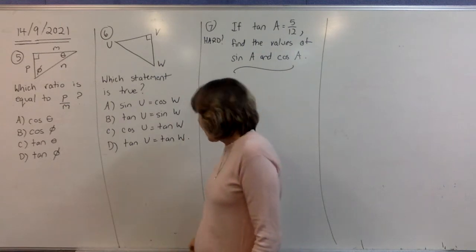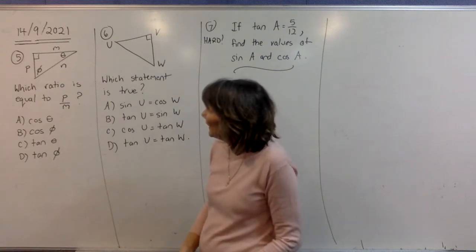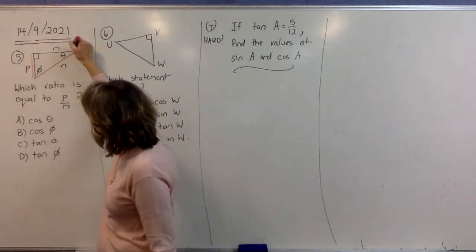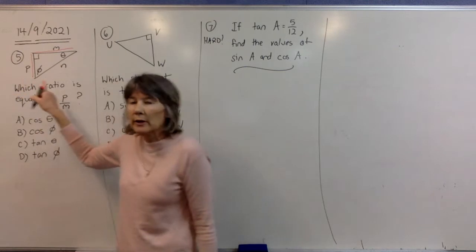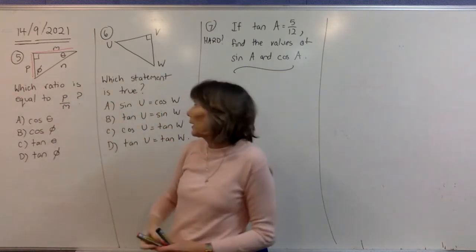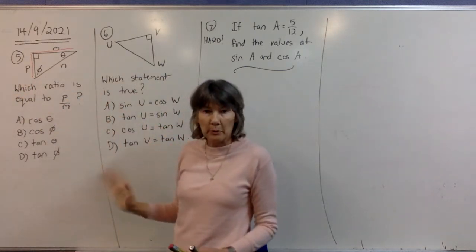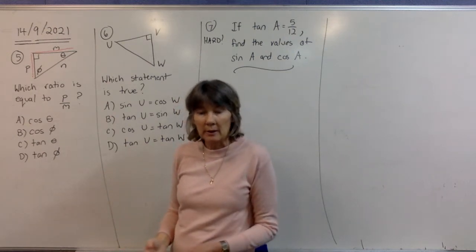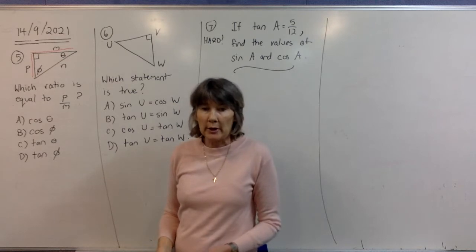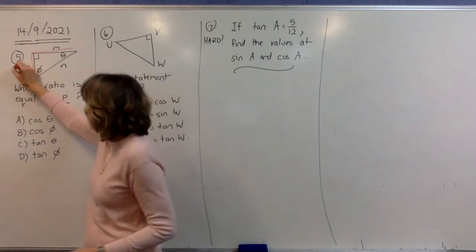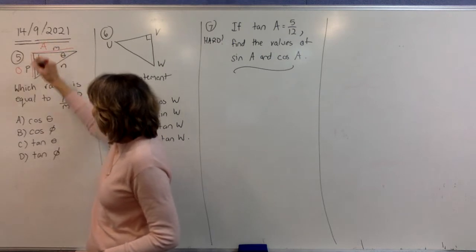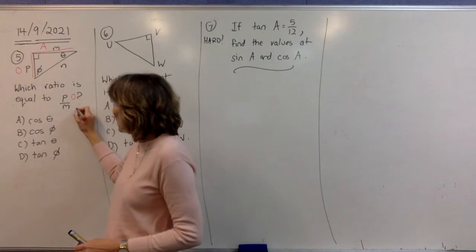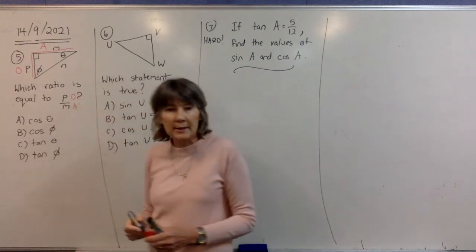Okay, now it says which ratio is equal to P over M. So here's P, and here's M. Now, we are not involving the hypotenuse at all. This is the hypotenuse. That's not being used with P and M. So it is the opposite and the adjacent sides. The only trig ratio we know that has those in them is opposite over adjacent. So we want that P to be the opposite side and the M to be the adjacent side.